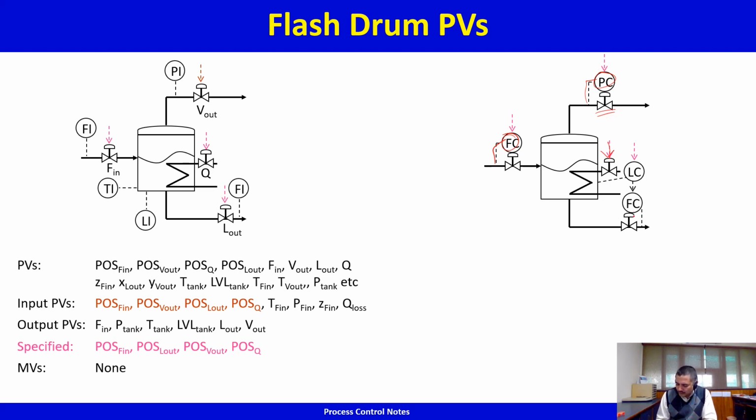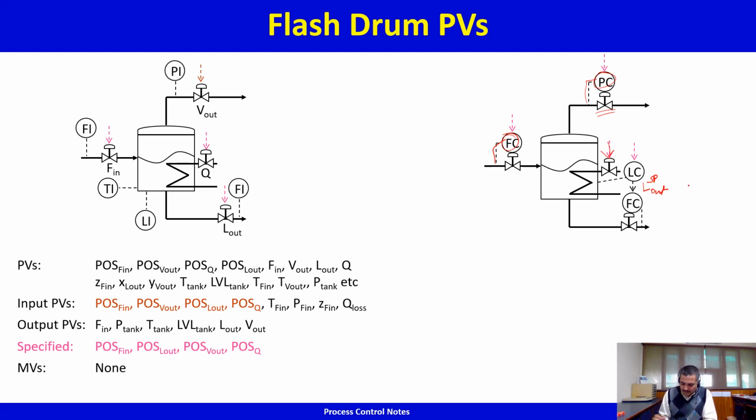Then you have a flow controller on the L out line, on the L out valve, and a tank level controller that adjusts the, I think it is, L out set point. Okay, so the level controller is adjusting the L out set point.